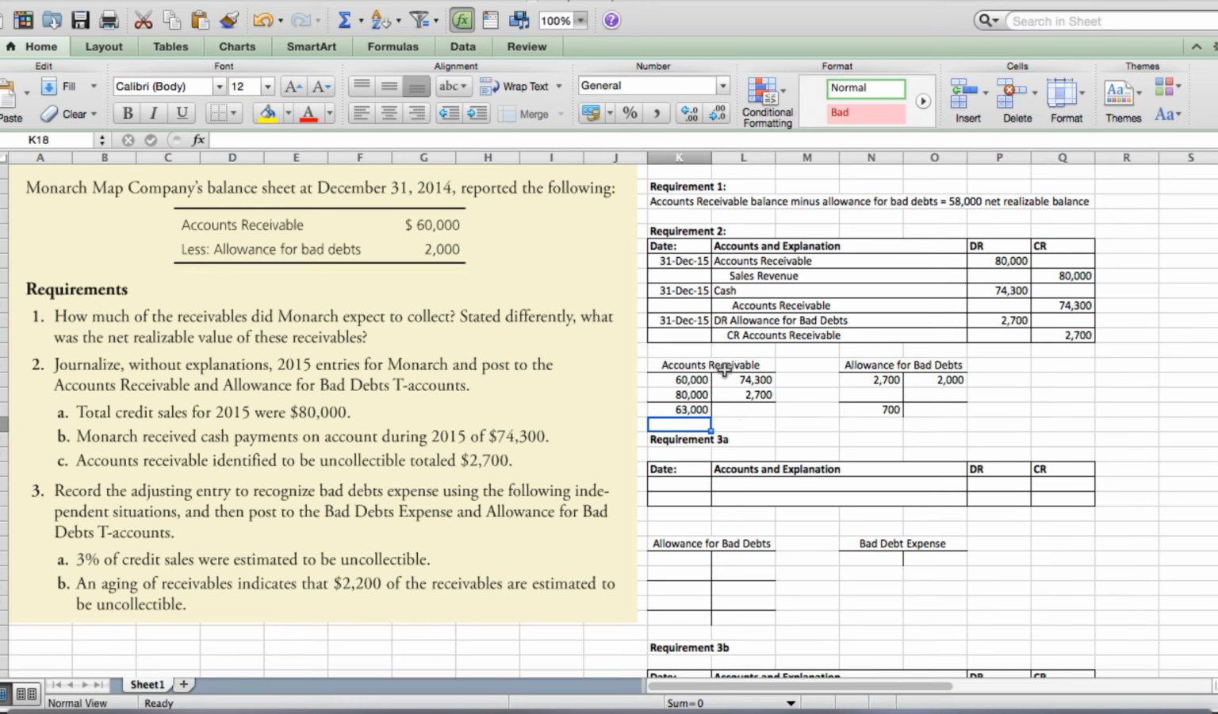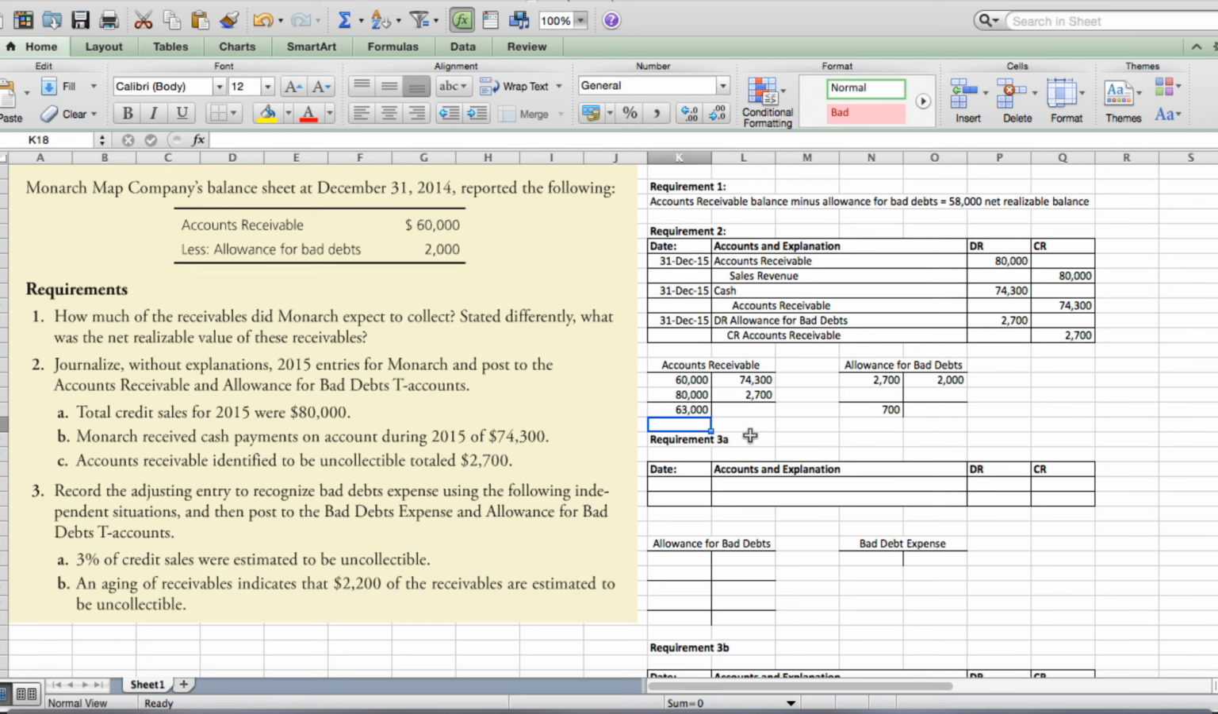Okay, so my debit balance now in accounts receivable is $63,000. And I have a $700 debit balance in allowance for bad debts. Okay? That records everything that actually took place during the year. Now, we're assuming we did this the last day of the year. Okay? Right before we're doing financial statements.